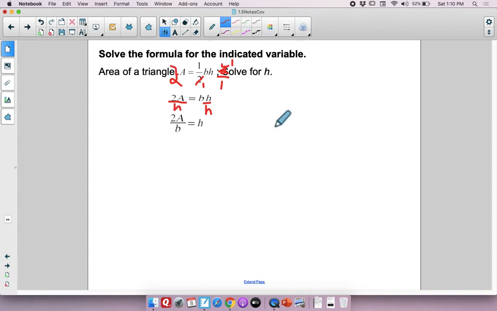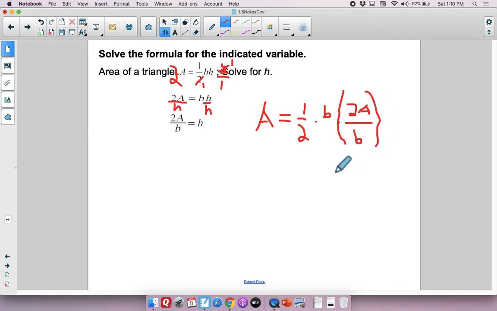Now let's check this one. I'm going to go ahead and check this one. So we're going to write a equals, okay, 1/2, right? Because that's part of the formula. I'm just rewriting the formula. 1/2. And then b. And then for h, I'm going to put in what? I'm going to put in 2a over b. Right? So all I did was plug that in, right? And I could even put it in parentheses. Doesn't really matter in this case.